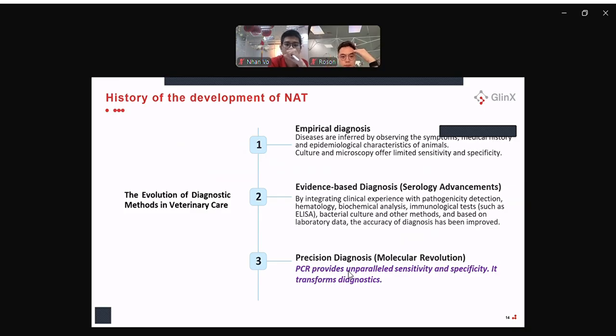However, this kind of method lacks objective laboratory data, leading to a higher risk of misdiagnosis and difficulty distinguishing between different kinds of pathogens. We can say that there is totally no method in this stage to distinguish different pathogens that show similar symptoms.